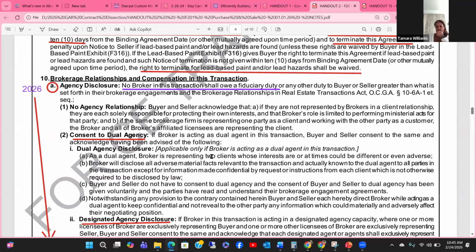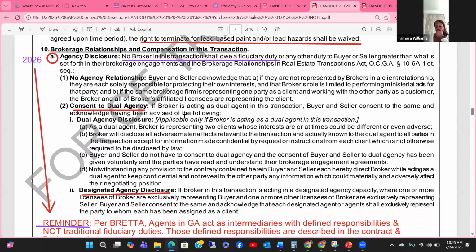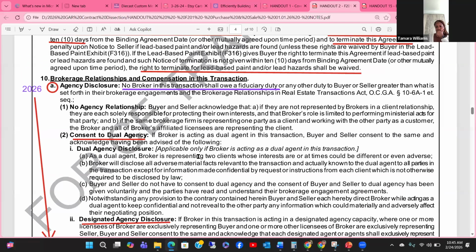Brokerage relationships, this is the paragraph that describes no agency relationship, dual agency, designated agency. One of the things, this is Georgia law, this is our real estate license law. But a lot of you guys, when you're talking to your public, you say, I've got a fiduciary responsibility. Y'all, as a real estate agent, you do not have a fiduciary responsibility to your buyer or seller clients. That is not the relationship you have as a real estate agent to a client. That does not define our client relationship.